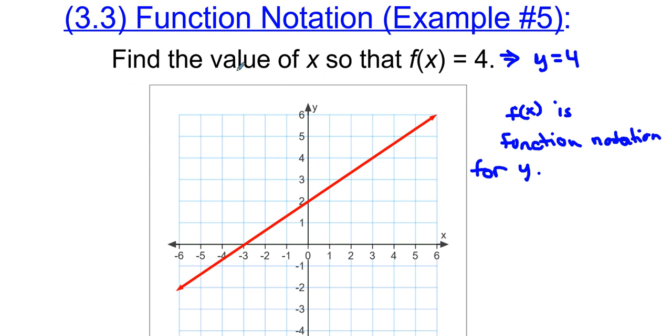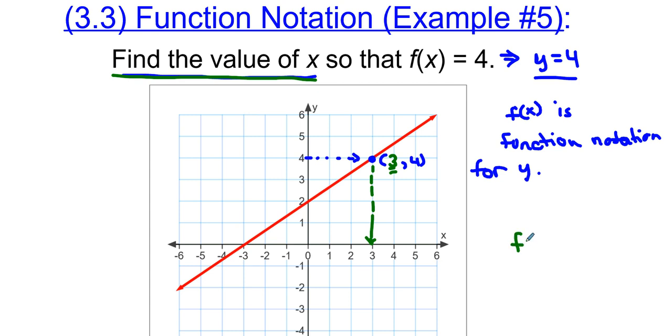So go on your graph here. Here's the y-axis, the vertical axis. Here's where y is 4. Go over to your graph, and there's the point on your graph where y is 4. The question says, find the value of x. Well, follow it right down here, and you get that it's 3. And that's all you have to do. So you would say f of 3 is 4. What this says again is when x is 3, y is 4.